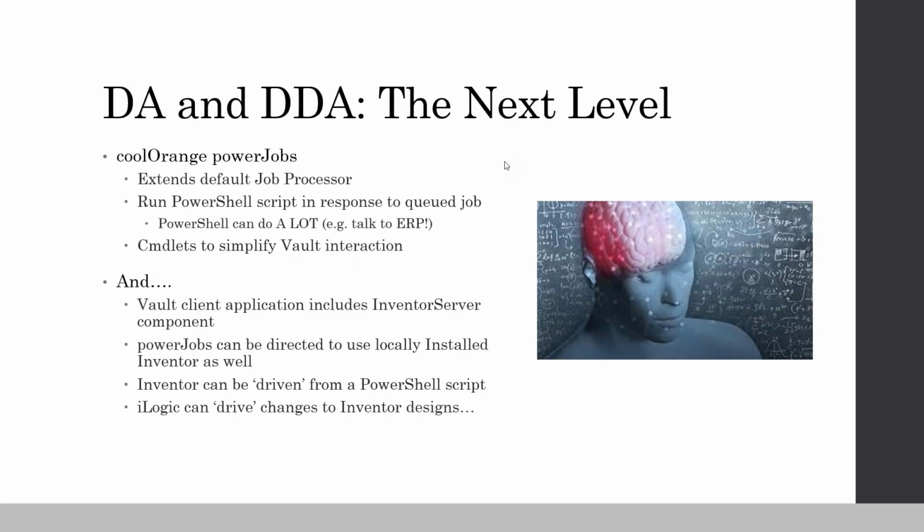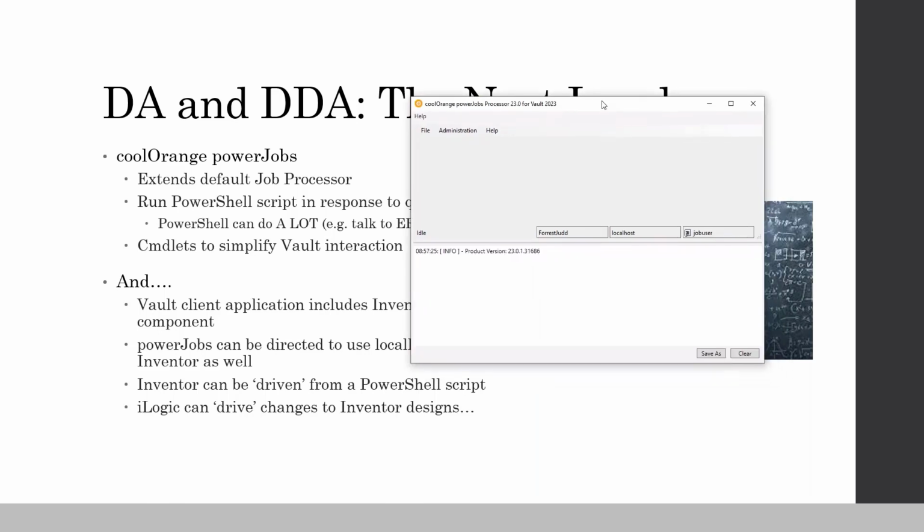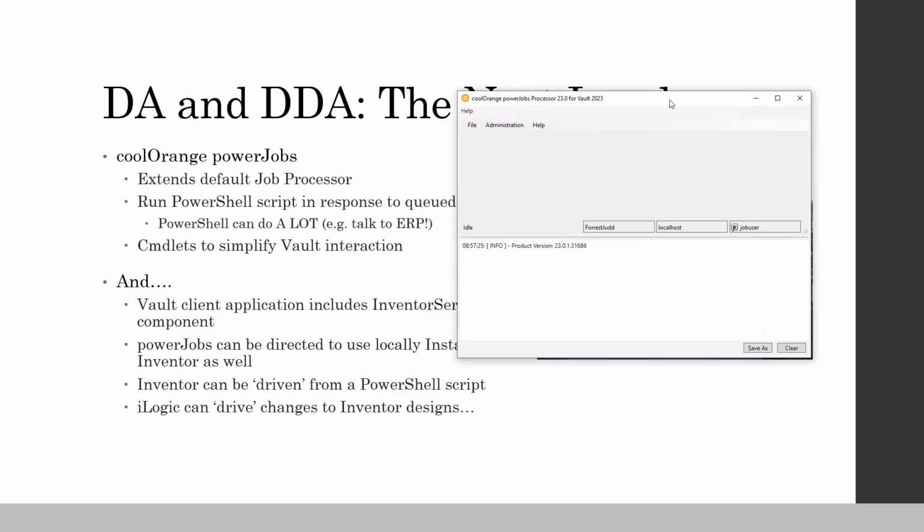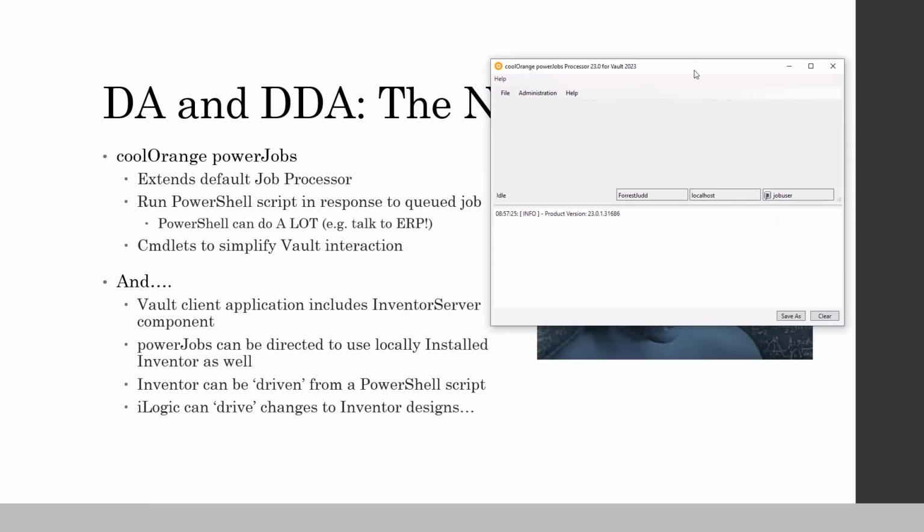And so automation applied appropriately can drastically reduce those numbers, right? Now, it does require a little bit of customization. It's practically configuration these days, but at the heart of this example is something called Cool Orange powerJobs. The job processor that I talked about just a minute ago, making PDFs and DWFs, the default job processor that comes with Vault Professional, does a limited number of jobs.